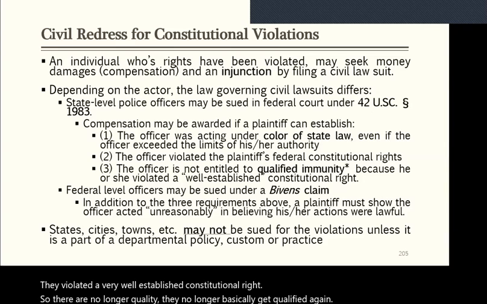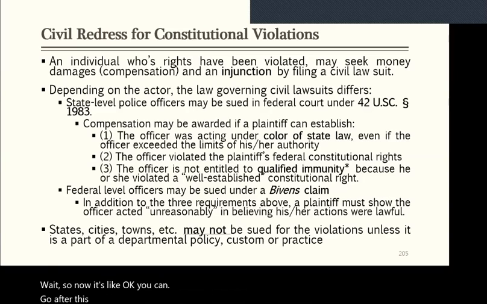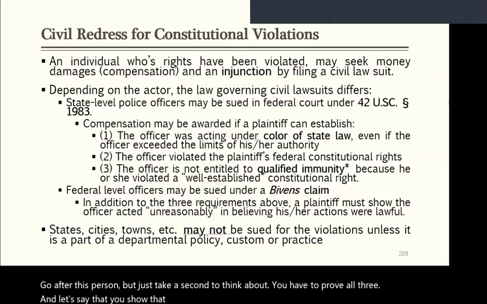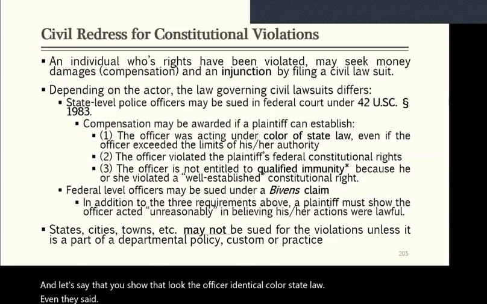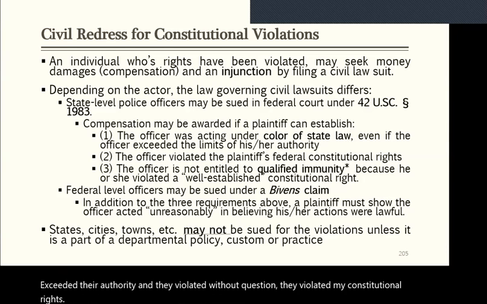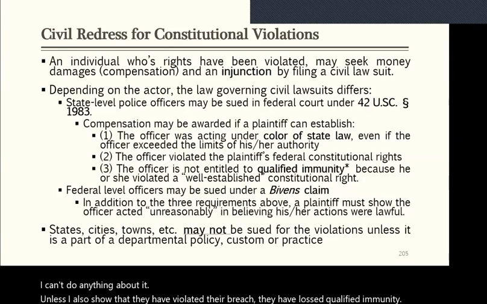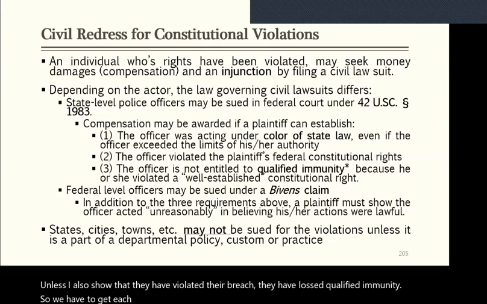So now it's like, okay, you can go after this person, but just take a second and think about this. You have to prove all three. And let's say that you show that, look, the officer was acting under color of state law, even if they exceeded their authority, and they violated, without question, my constitutional rights. I can't do anything about it unless I also show that they have lost qualified immunity. Right, so we have to get each of the three.